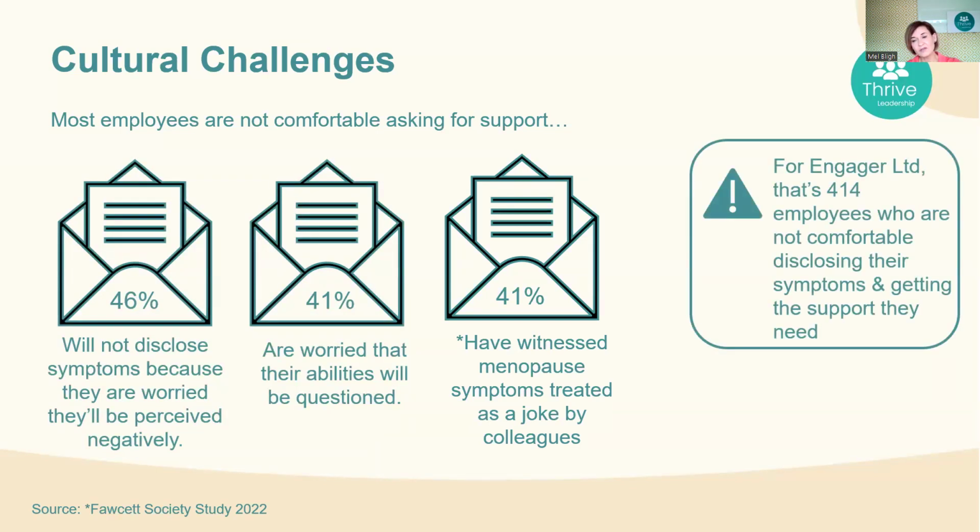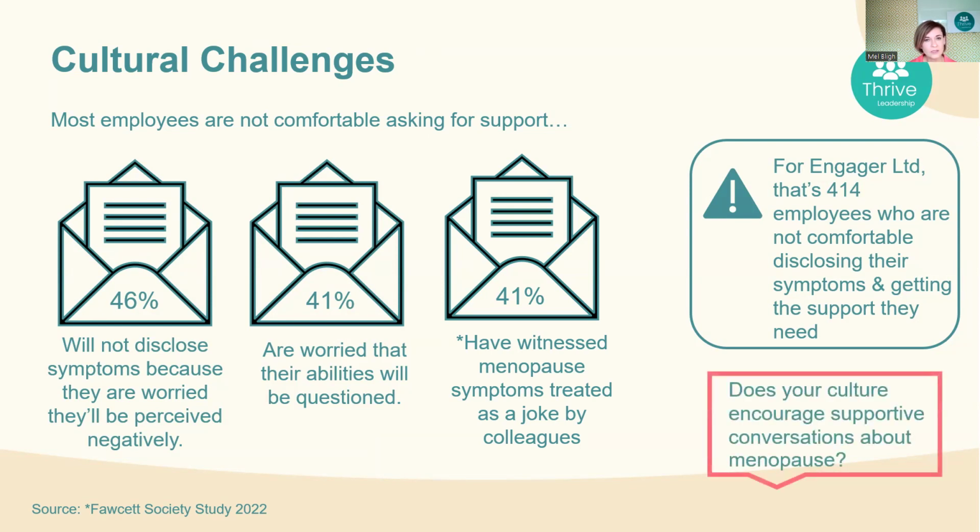So when we take that from Engager, there are about 414 colleagues who are not comfortable disclosing their symptoms and getting the support they need. That's significant, right? So my question to you, my next question is, does your organisation cultivate a culture that encourages supportive conversations about menopause? Does that culture exist, or is there work to do?